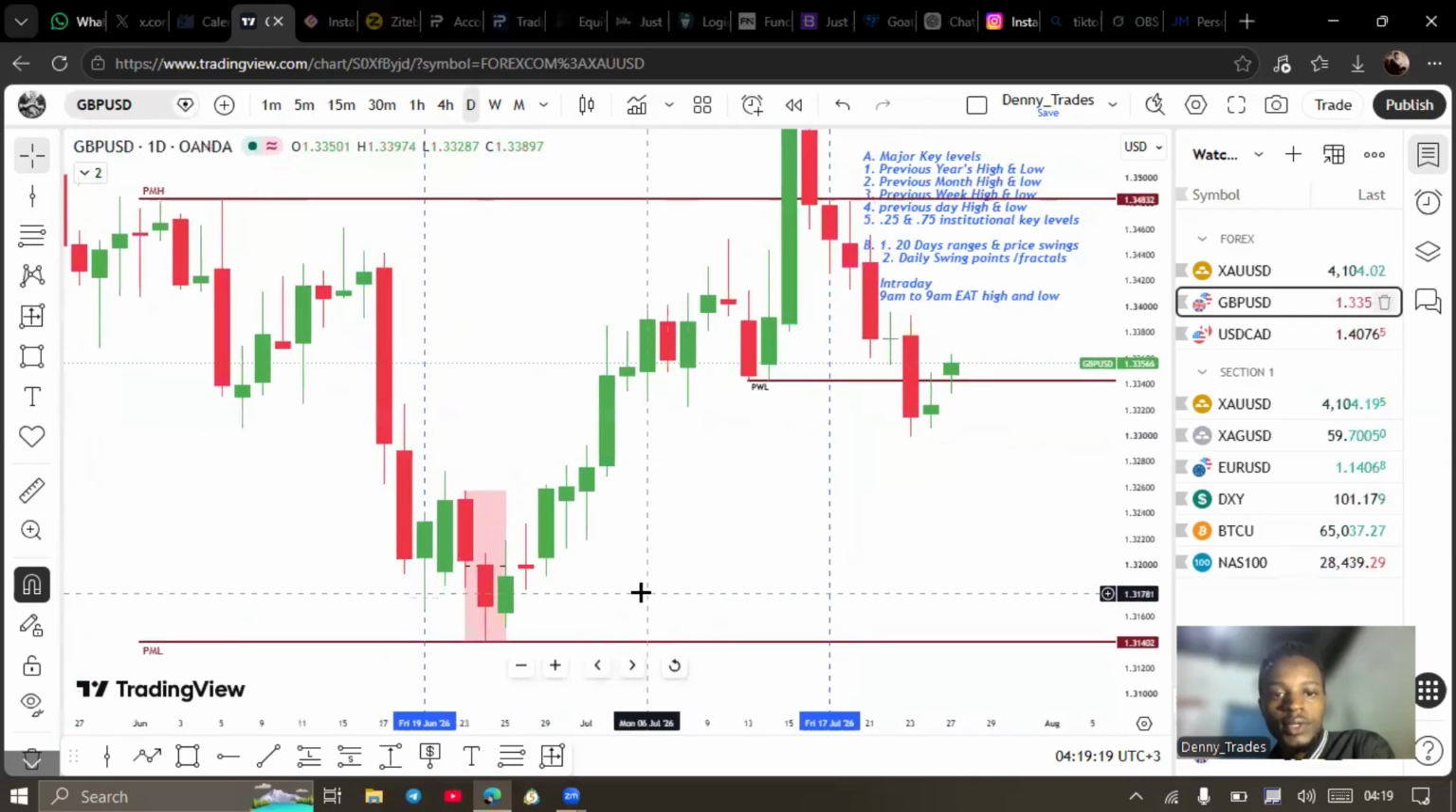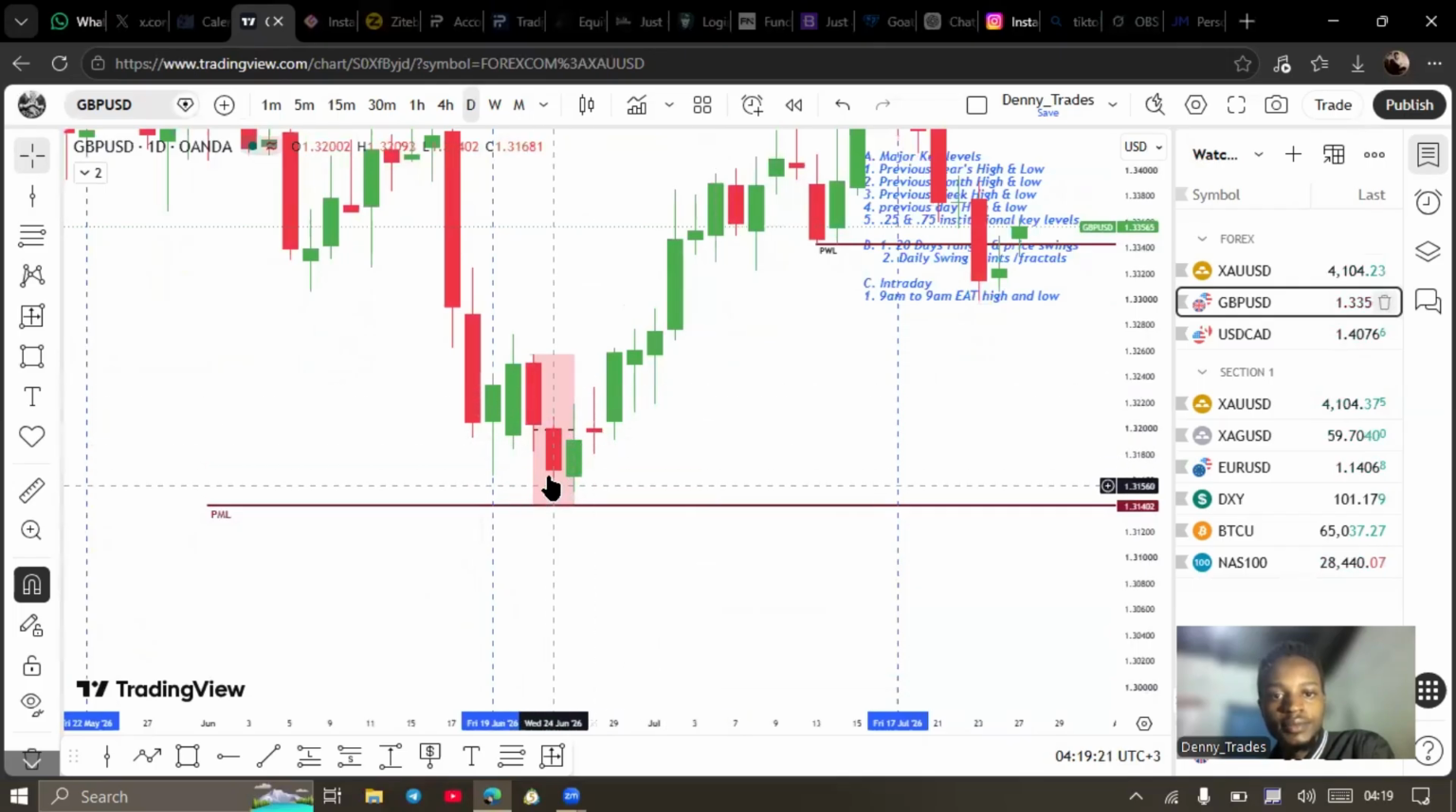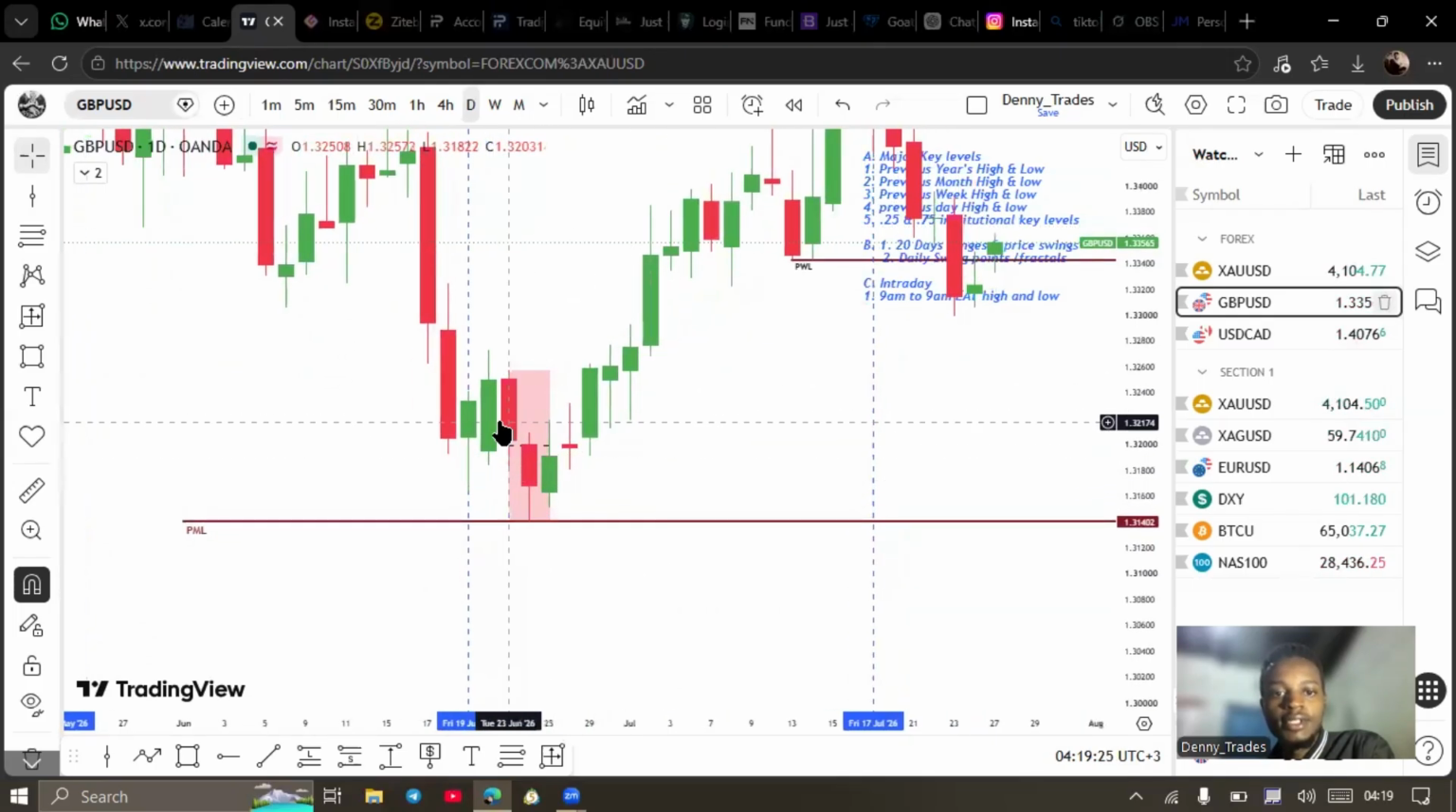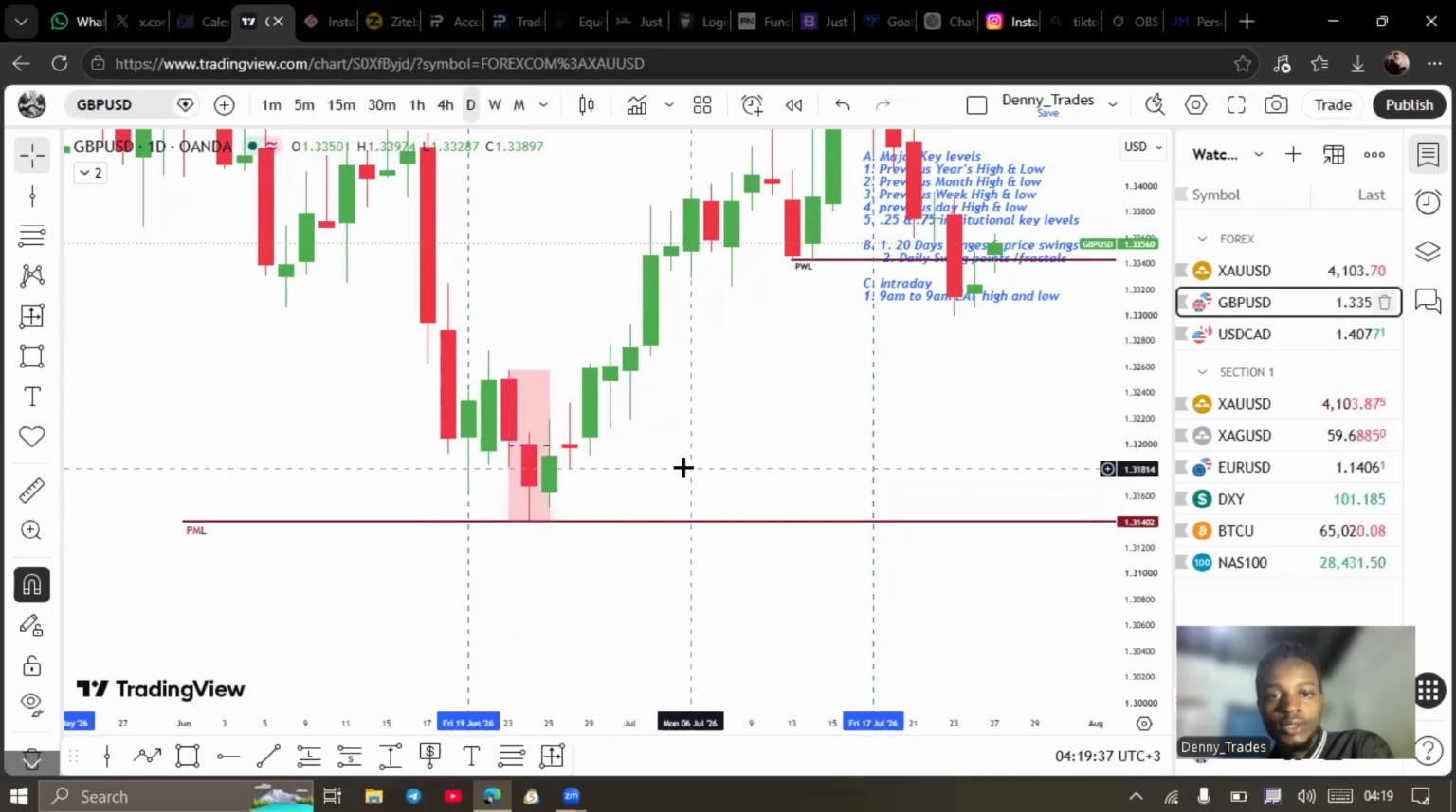So once it forms this three bar candle pattern, this is a reversal. This is a reversal pattern on the daily chart. Okay, so you want to be looking for when it forms this fractal here. This is a swing low. Okay, so now you want to be looking for buy trades or bullish setups.